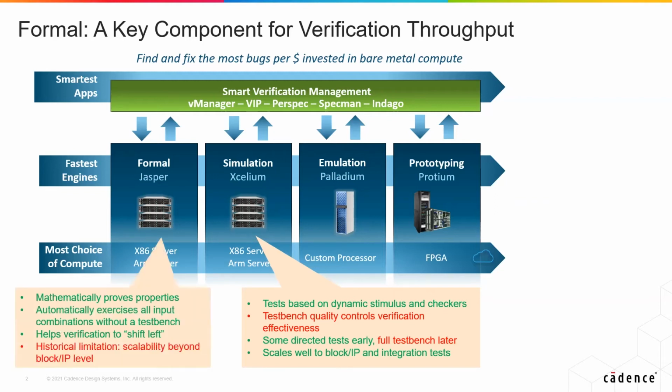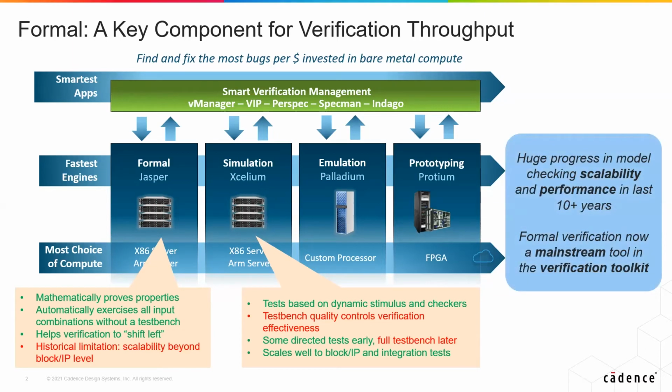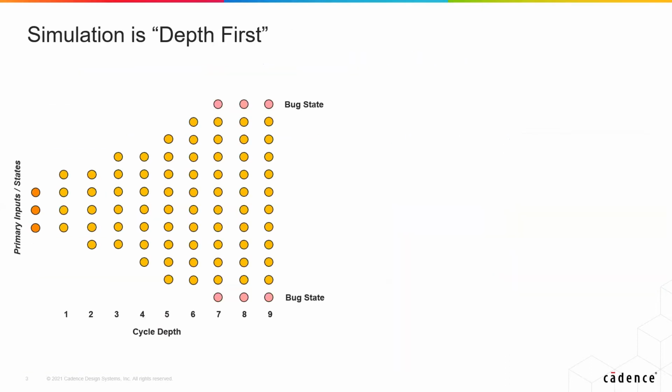Formal, on the other hand, is based on mathematically proving properties. The tool will exercise automatically all input combinations without a test bench, and this helps to shift verification left. You don't have to wait for the test bench to be available. The historic limitation has been that scalability beyond block and IP level has been difficult, but a lot has changed over the last 10 years. There's been huge progress in model checking scalability and performance, and that's really driven formal verification into the mainstream as a tool in the verification toolkit.